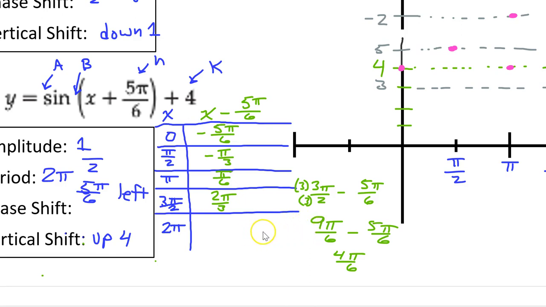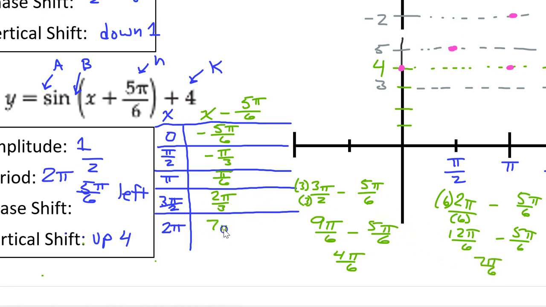Okay, and last one, if I want to do 2 pi minus 5 pi over 6, I'm going to have to do this by 6's. So that's going to give me 12 pi over 6 minus 5 pi over 6. So that's going to be 7 pi over 6. All right, so these are going to be the new values. So let's try to figure out where they go on the number line.